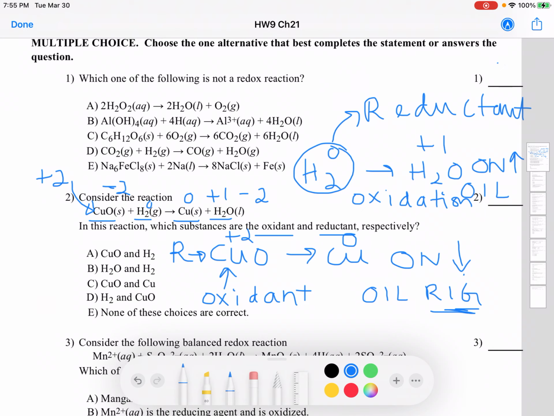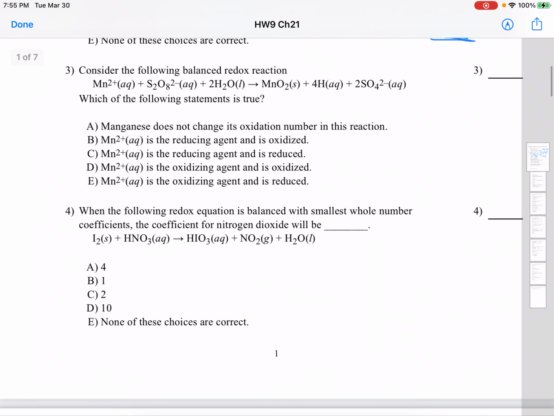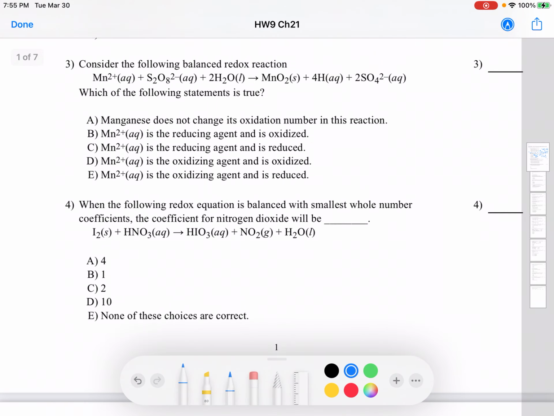Okay. Next one. Consider the following balanced redox reaction. Which of the following statements is true? Manganese does not change its oxidation number in this reaction. And then manganese is the reducing agent and is oxidized. Okay, all the choices are related to manganese. So then we have to look at what the oxidation numbers of manganese are in the reactant and the product.